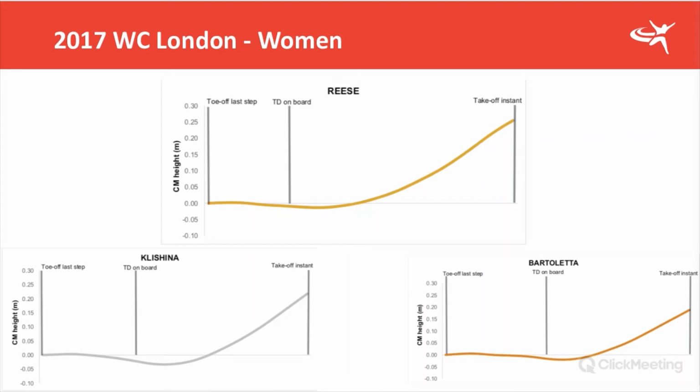Where we compare that with Daria Klashina, we still see a shorter last stride coming in, but we will shortly see a greater degree of knee flexion, and as a result, we see a greater lowering of the center of mass as she travels through the board. And again, there's another illustration there of Tiana.